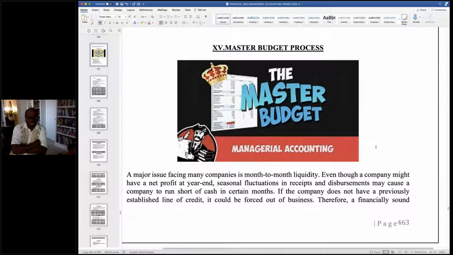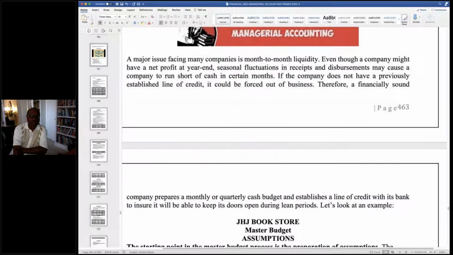But if they don't have access to that line of credit before they need it, then they're going to get shut down. So they have to participate in the master budget planning process and make arrangements with a bank to secure that loan. Let's look at an example.